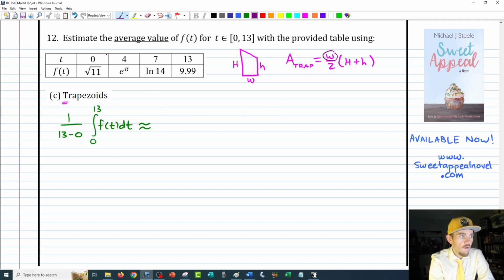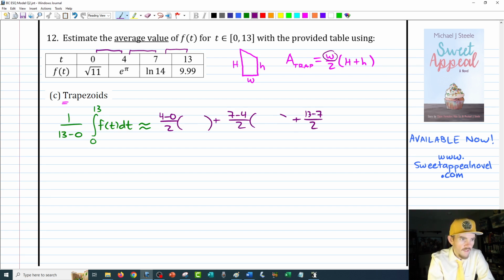The widths are going to vary. So obviously we have 3 intervals. We've done them on the previous 2 problems, so they're probably pretty familiar. Our first width will be 4 minus 0, divided by 2. Our second width will be 7 minus 4, divided by 2. And just for good measure, our third one will be 13 minus 7, divided by 2.